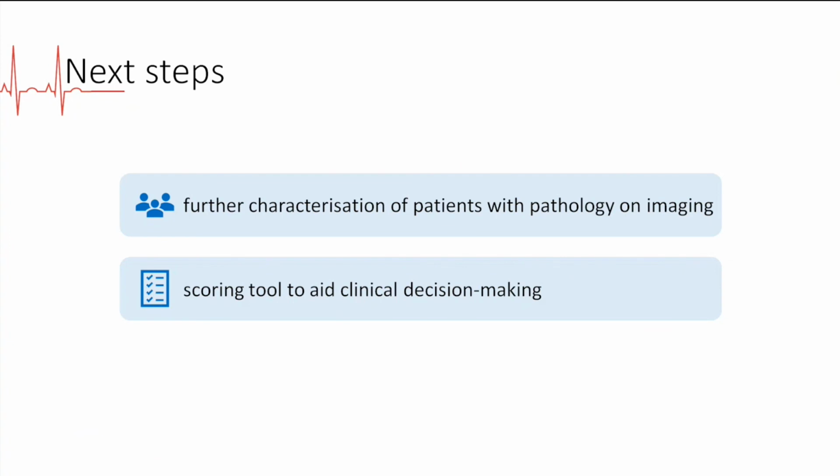So next steps for the study could be to try and further characterize the patients that go on to show findings, with the aim of then being able to develop a scoring tool to say, you know, this patient should get scanned, this patient shouldn't, hopefully with objective measures that would be easily available, like arrest rhythm, that you might have in the acute setting.